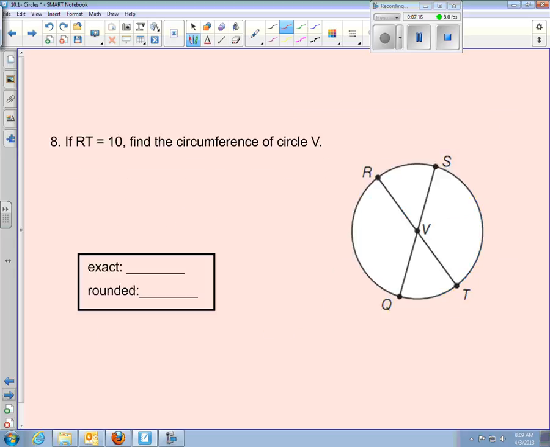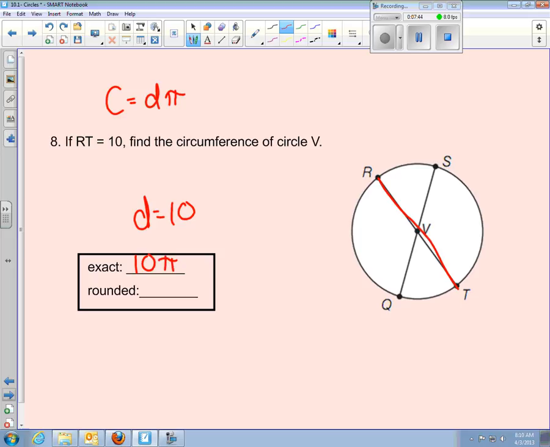If RT equals 10, find the circumference of V. Well, if we go ahead and look here, RT is our diameter. So that's great. We already have our diameter. So we're probably going to use the C equals d pi formula. And if we go ahead and do that, in our answer box it says exact or rounded, and so exact is going to have actually the number pi in our answer. So we're going to say 10 pi.